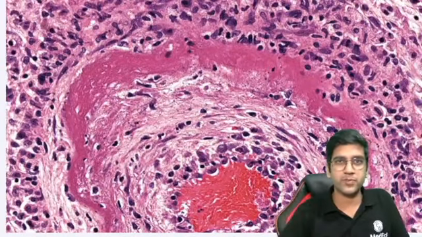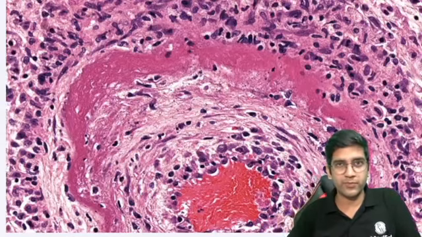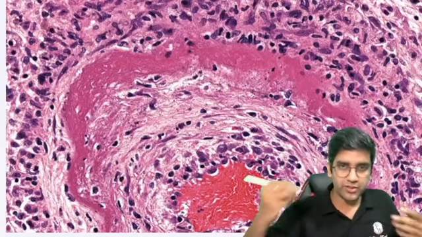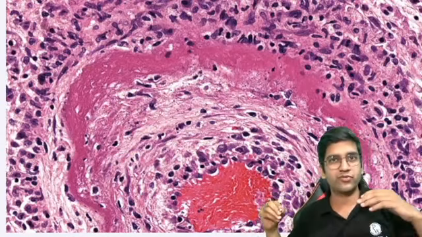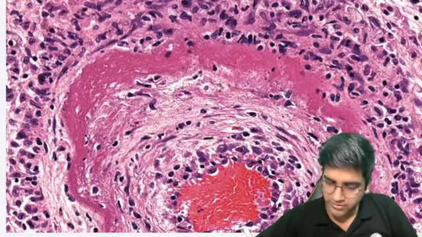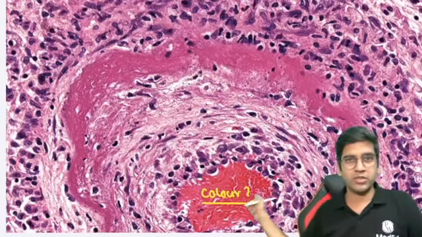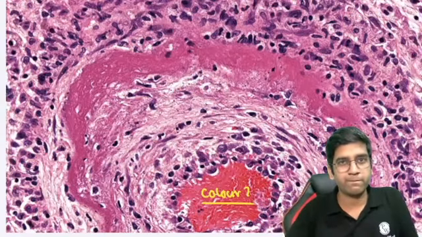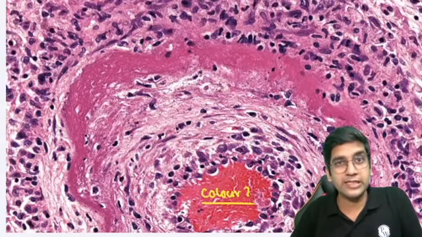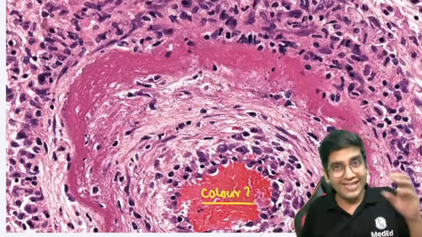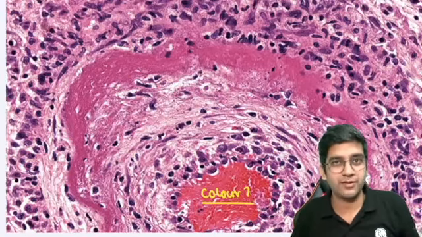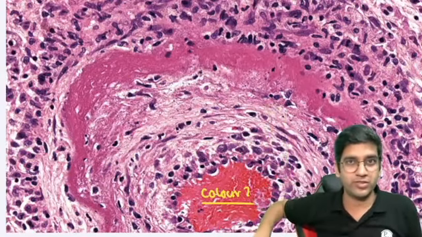What structure is this? What do you have here? Whenever you have a structure, don't try to diagnose with complicated stuff. Simple stuff. What's the color here? The color is red, right? It's a red color. Anything red in color in my body is blood. So this entire structure is a blood vessel.